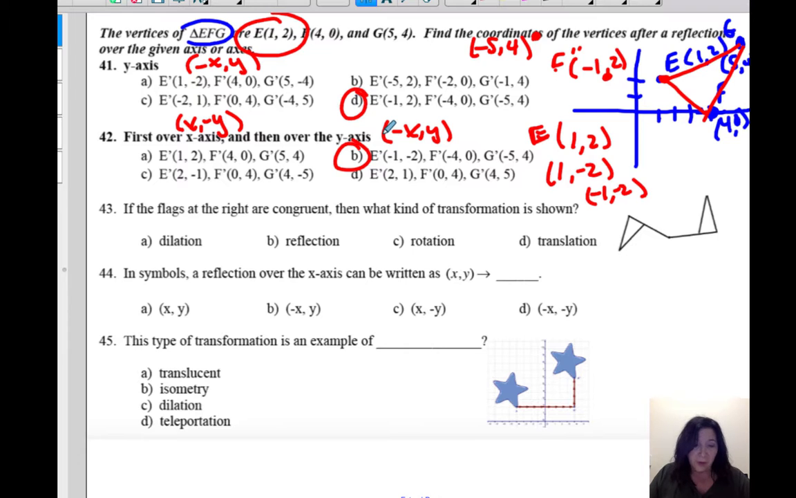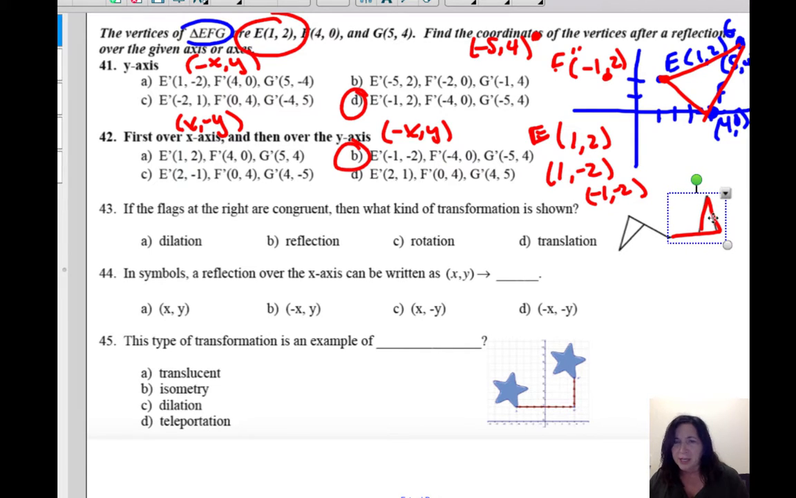Okay. So then the next problem says, if the flags on the right are congruent, then what is the transformation shown? Well, a translation would be if you take the shape and you move it. That's a translation. If it's a rotation, it means that it's going to rotate, and usually you're rotating around a point.